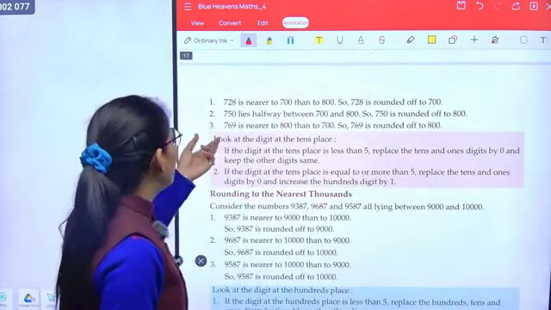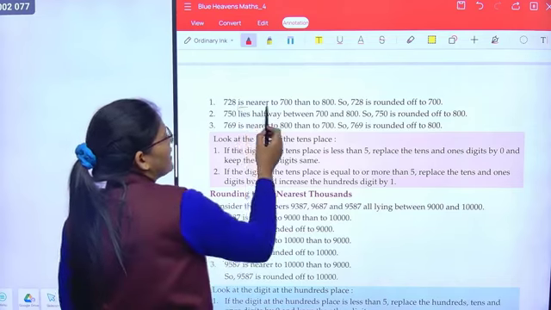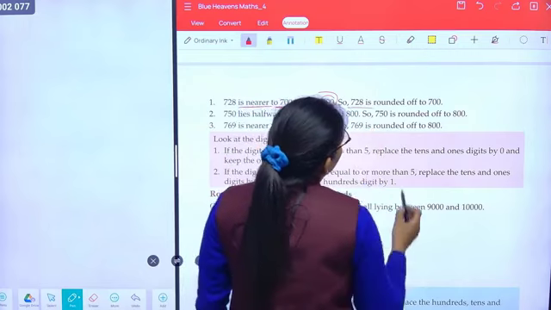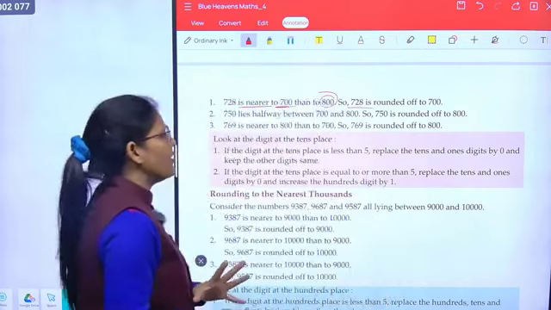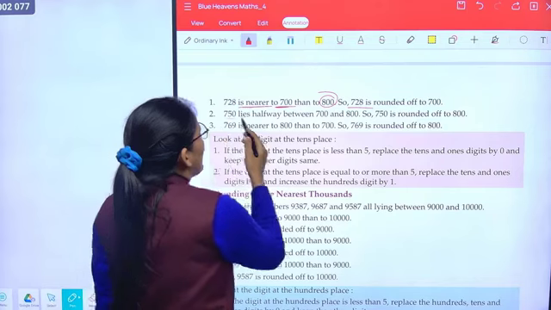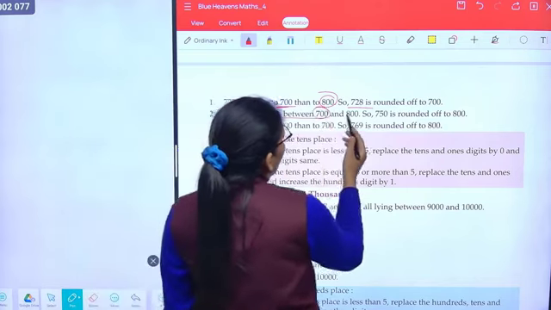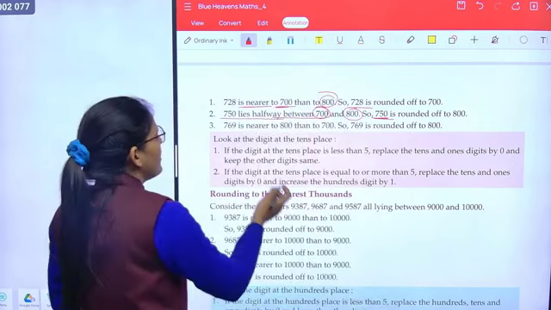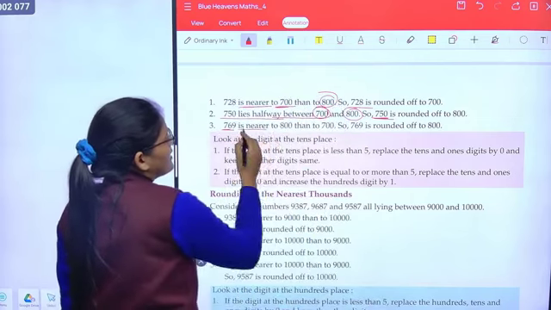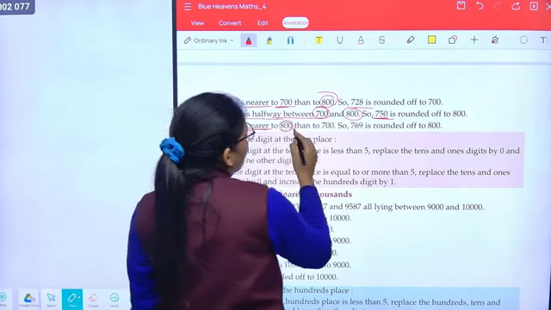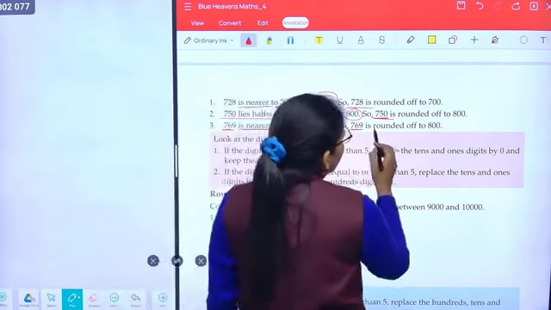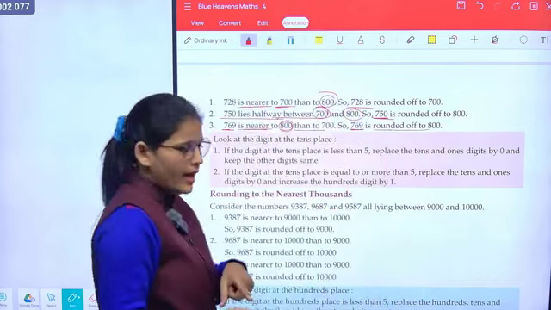728 is nearer to 700 than 800. So 728 is rounding off to 700. 750 lies halfway between 700 and 800. So 750 is rounding off to 800. 769 is nearer to 800 than to 700. So 769 is rounding off to 800.